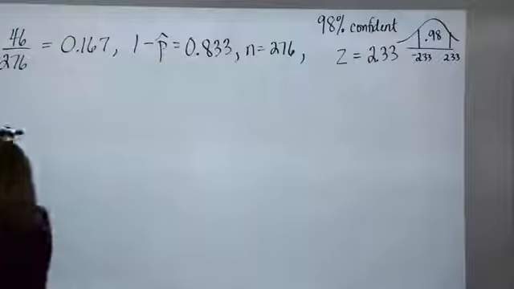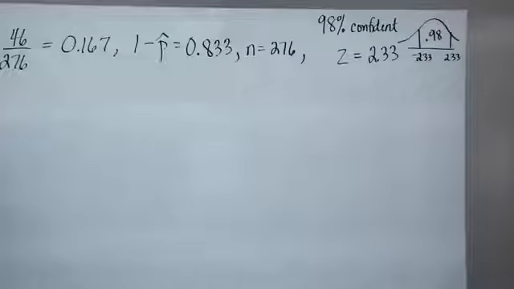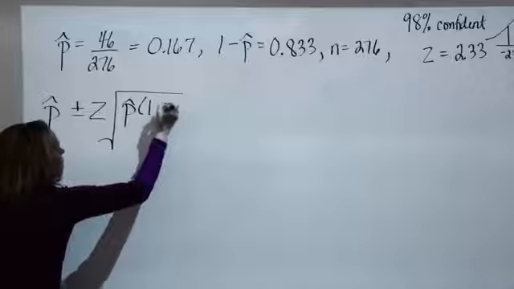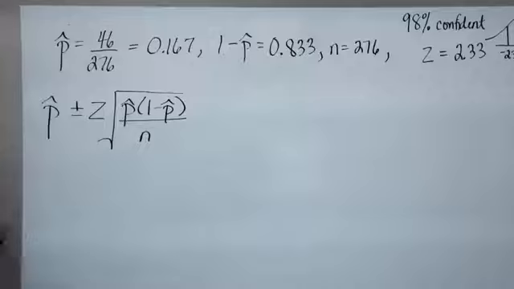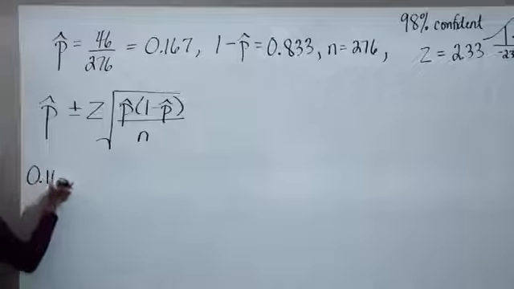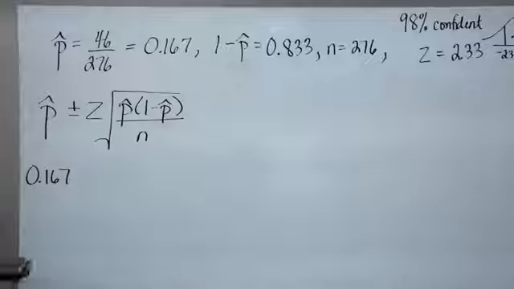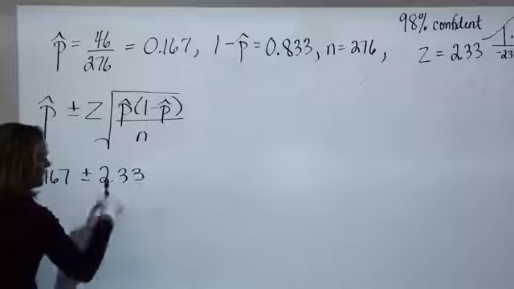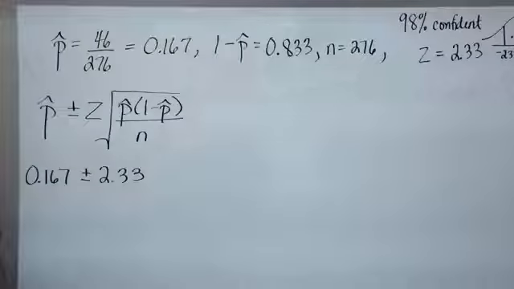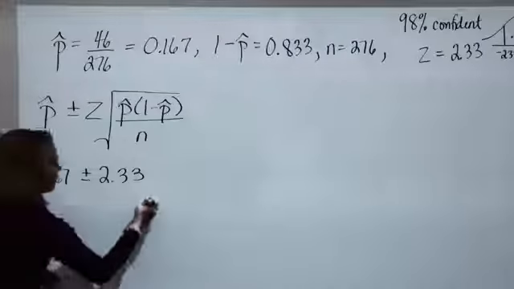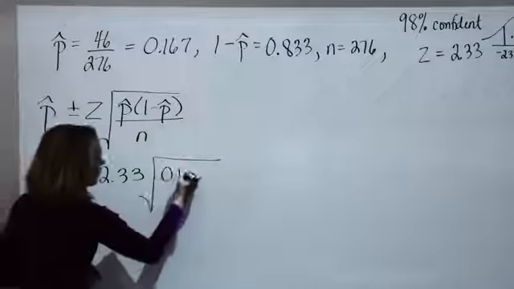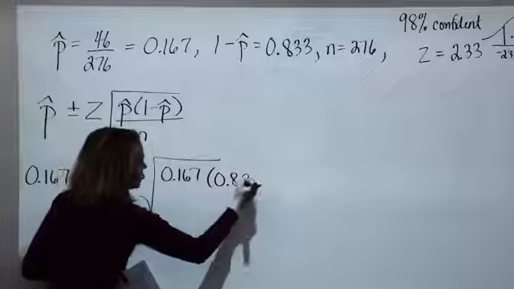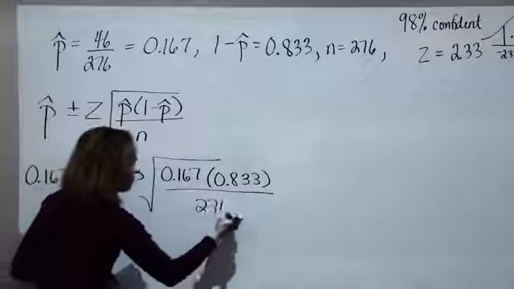All right, so let's construct the interval. Here's our formula again. Our best guess plus or minus the margin of error. So our best guess as to the percentage as a decimal is about 0.167. The z-score we're going to use for this one, since we want to be 98% confident, we're not as confident as we were with the last problem, is 2.33. And then we'll take the square root of p hat times 1 minus p hat, we've already done, is 0.833, and all over our sample size.